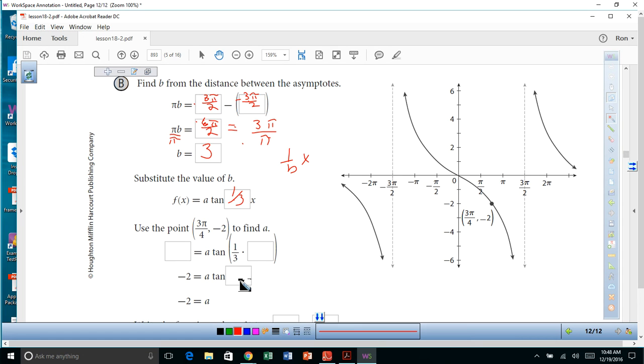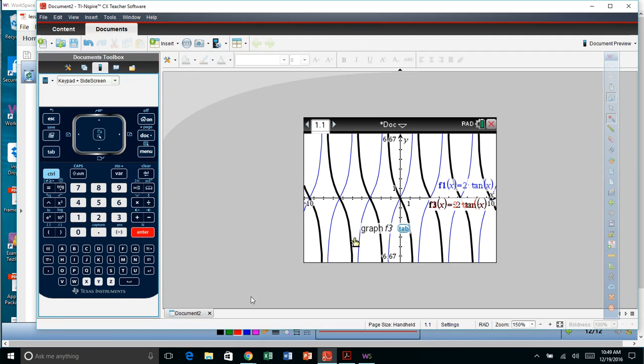All right. Use the point 3 pi over 4, negative 2 to find a. So we're going to put negative 2 equals a tangent of 1/3 times 3 pi over 4. Okay, so if we cancel those out, you get pi over 4. All right, well, what is tangent pi over 4? Let's try that in our calculator.